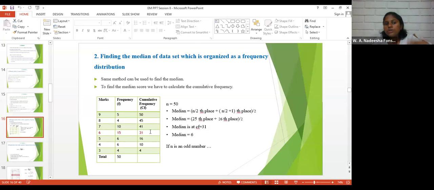Then the 17th student took 6 marks. The 18th student also 6, 19th, 6, and so on up to 31, 6 marks are there. Therefore, now you can understand that the 25th place and 26th place are within 6. So the 25th value is 6, the 26th value is 6, 6 plus 6 is 12, 12 divided by 2, again 6. The median value is 6. That is why we need cumulative frequency here.